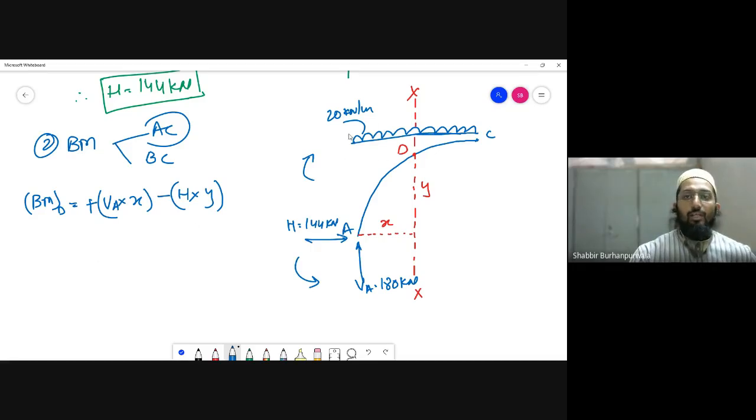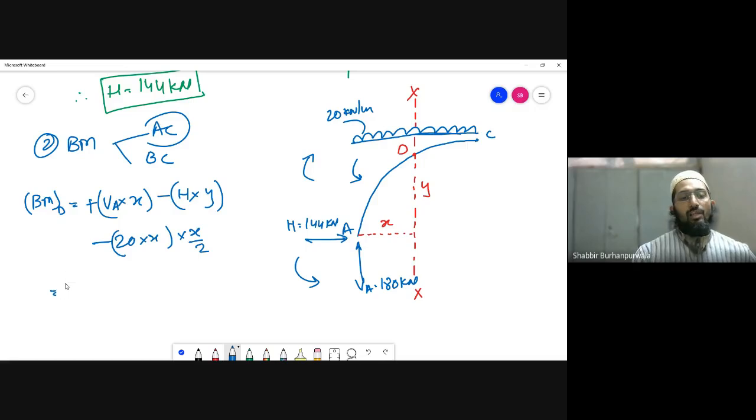This UDL is acting here. So UDL is acting in the downward direction, so it is trying to rotate. If I write down for UDL, it is trying to rotate in this direction. So minus 20 into x, the converted point load, into x by 2. So this is your total moment equation for bending moment at D.